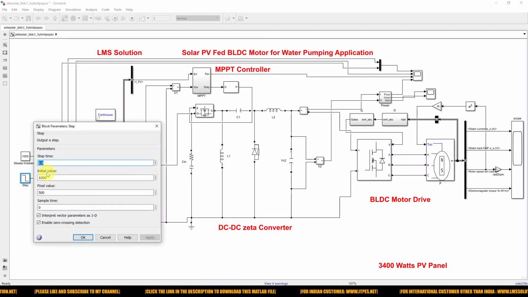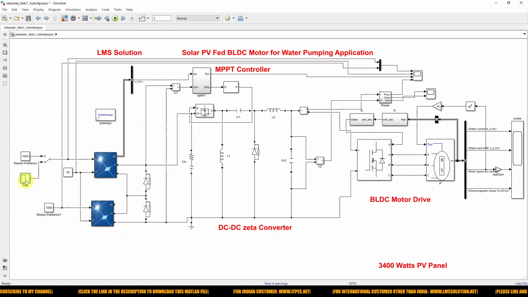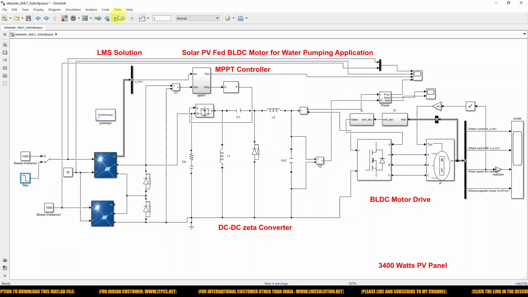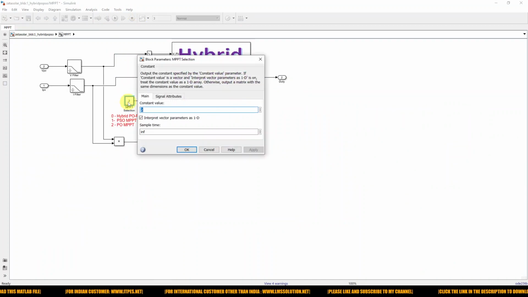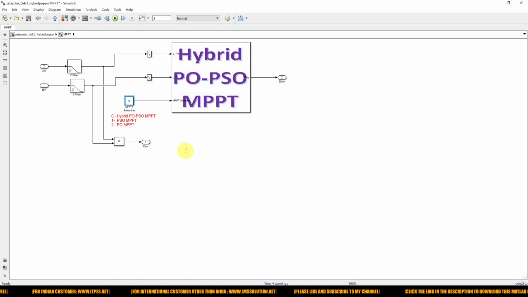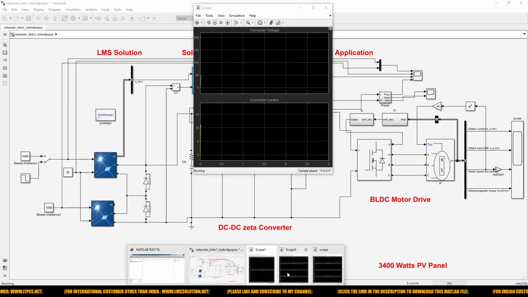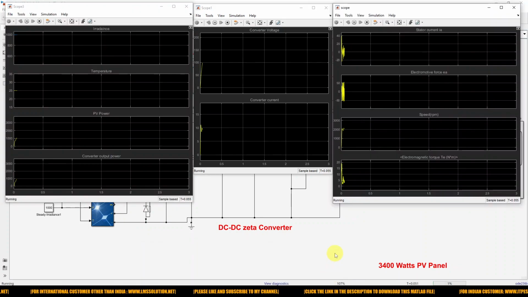with partial shading condition. For example, I'm going to change the time to 1. After 1 second, I'm going to change the radiation from 1000 to 500, and then you check the response. First, I'm going to change the MPPT algorithm to hybrid PO PSO MPPT, and then you have to check the result of the PV power of the system, and also the converter voltage, current, and then stator current, EMF, speed, and torque of the BLDC motor.